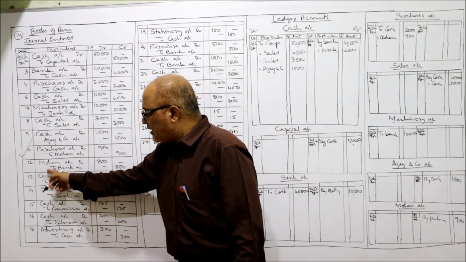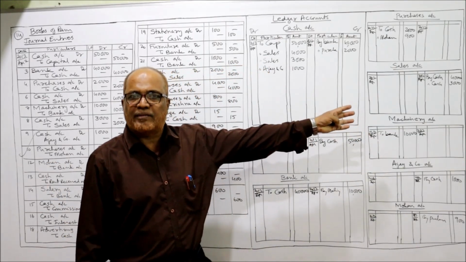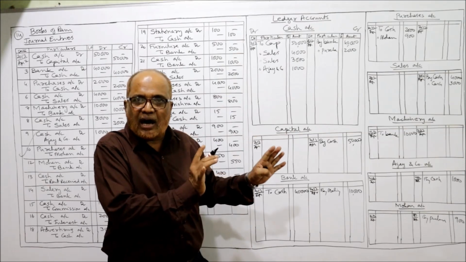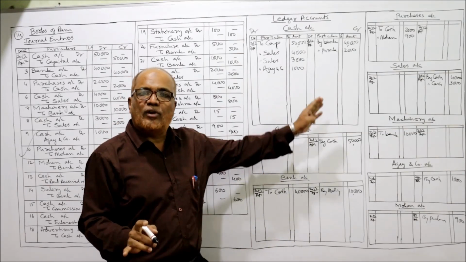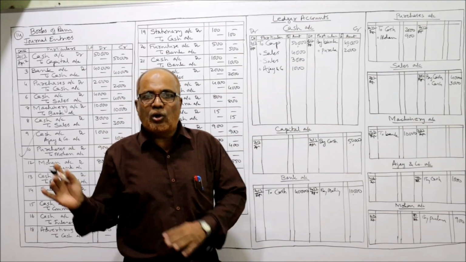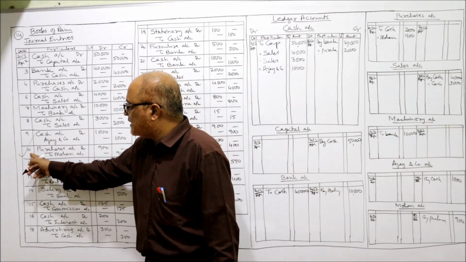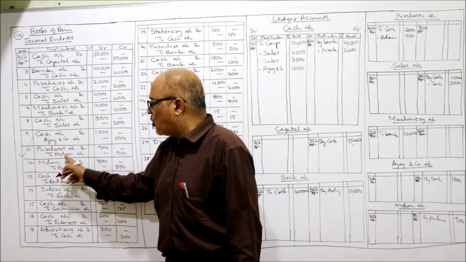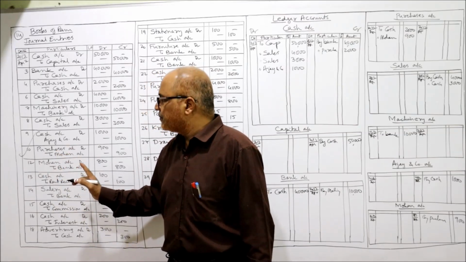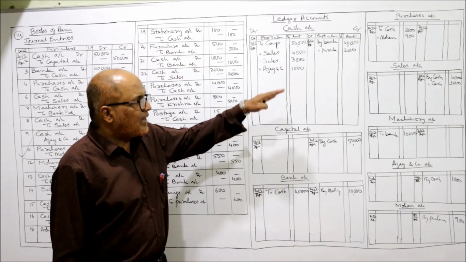I am not posting the remaining entries because I don't have the space. But whatever I have done now, the same thing you have to do for the other accounts also. You have to make the posting to all other accounts. Just know what we have done up to this 10th transaction. Purchases to Mohan I have posted. Right? That's all. So same way you have to do.